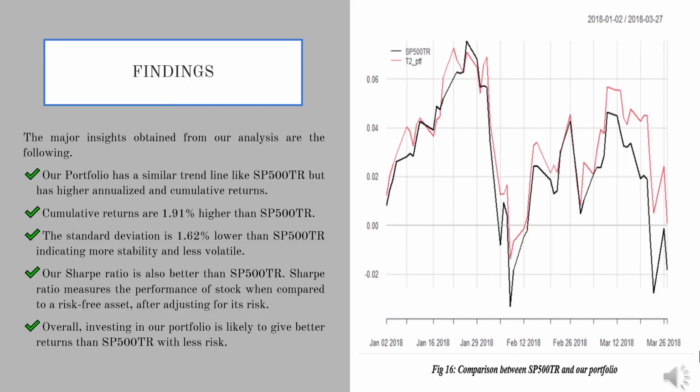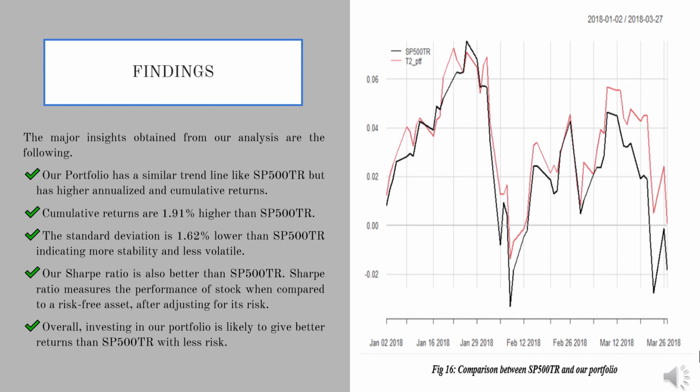Now let's summarize some of the findings of this project. On the right, there is a chart which compares the cumulative returns between SP500 TR and our portfolio for the date range of January to March 2018. Our portfolio has a similar trend to SP500 TR, but has higher annualized and cumulative returns. Our cumulative returns are 1.9% higher than SP500 TR. Our standard deviation is 1.62% lower than SP500 TR, indicating that our portfolio has higher stability and is less volatile.